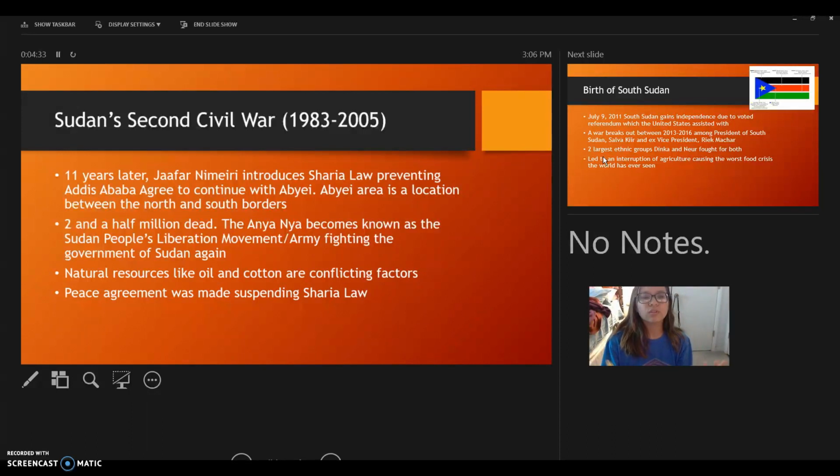The Anyanya becomes known as Sudan's Liberation Movement Army, fighting the government of Sudan again. So, what are we going to do to make these people listen, I can already tell you the natural resources like oil and cotton are conflicting factors. Eventually, another peace agreement is made suspending Sharia law. But here we need a kind of judicial system, and I think this would eliminate and capture the bad people that are thinking that they have control. We have impeachment and things like that, and I think that kind of control is what we need.